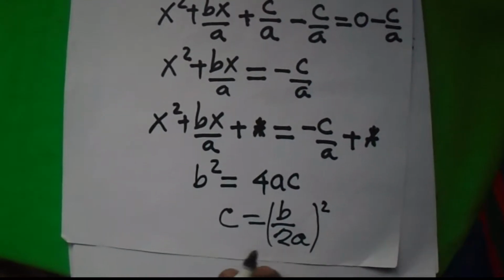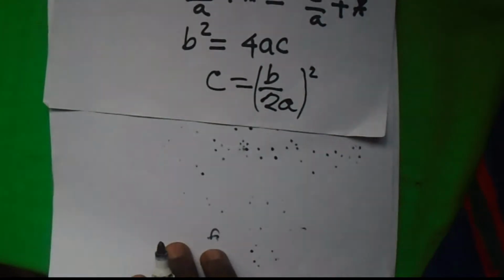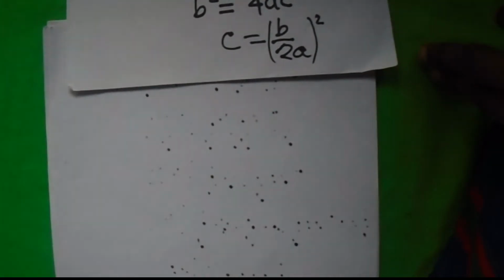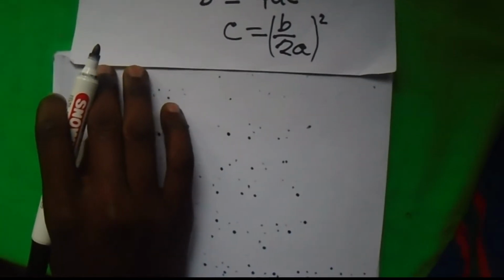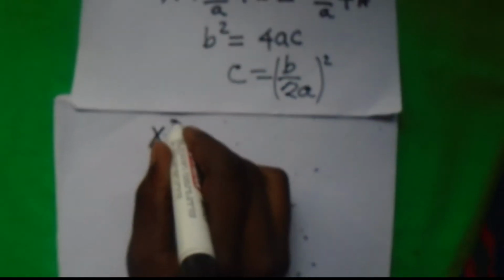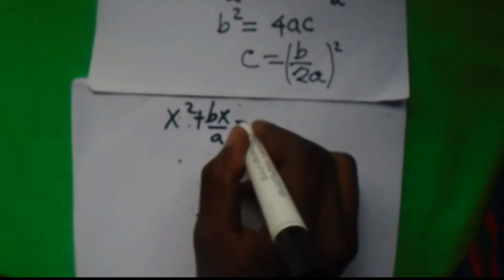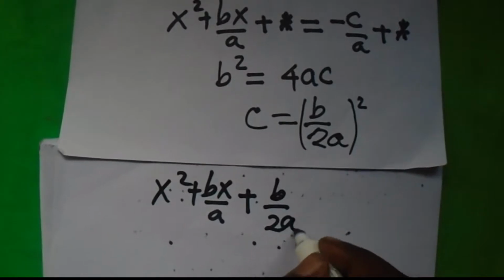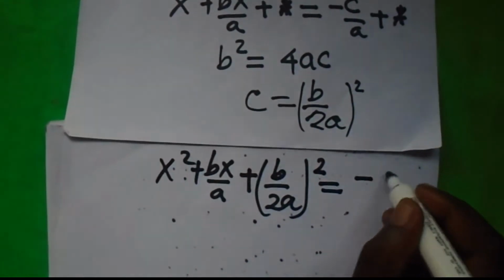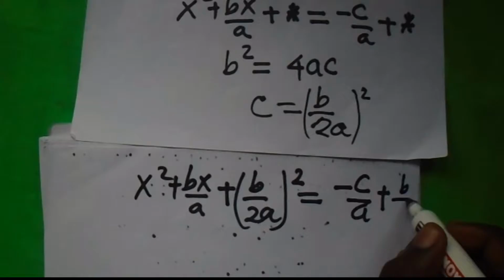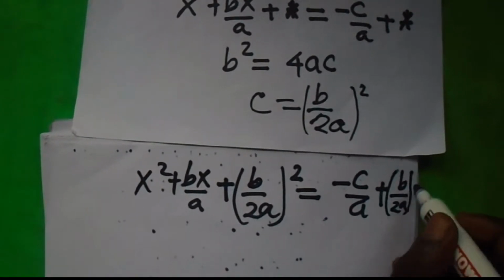After that, we add this c to both sides. Then we add x squared plus bx over a plus a certain number, which is c. Then our c will be b over 2a bracket squared equals negative c over a plus this certain number which we have added previously, b over 2a then squared.